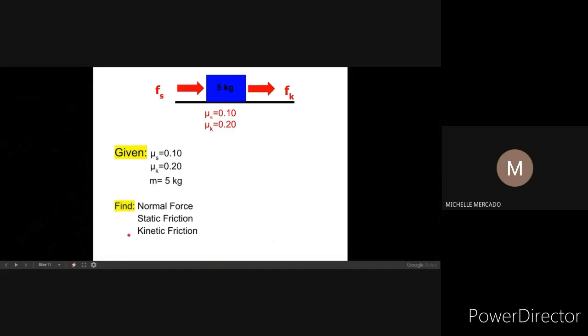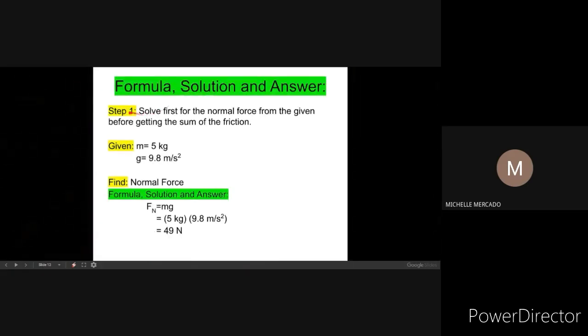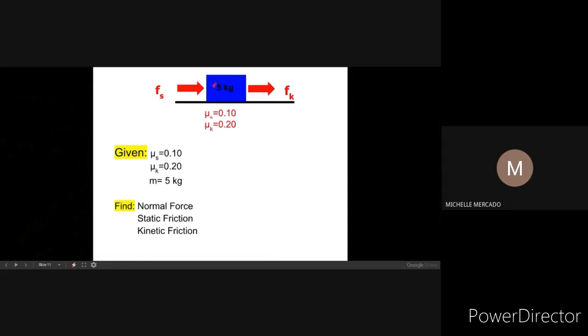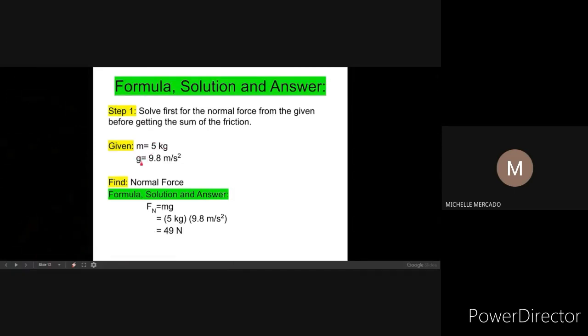Okay, so what will be the formula that we're going to use in order to find the static, the kinetic, and the normal force? Okay, so step 1, solve first the normal force from the given before getting the sum of the friction. So dito we're going to use another formula. Ano po? So we're going to use a constant value of gravity, which is 9.8 meter per second squared, as well as the only given mass, which is 5 kilogram. So given again 5 kilogram, then a constant value of the acceleration of gravity, which is 9.8 meter per second squared.